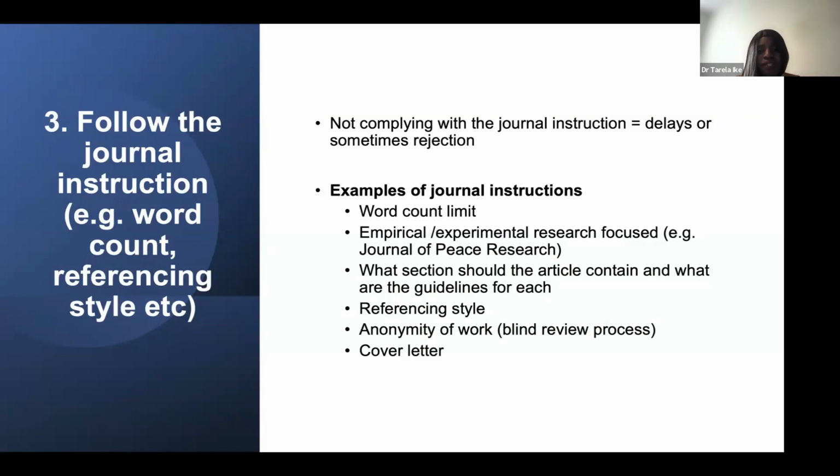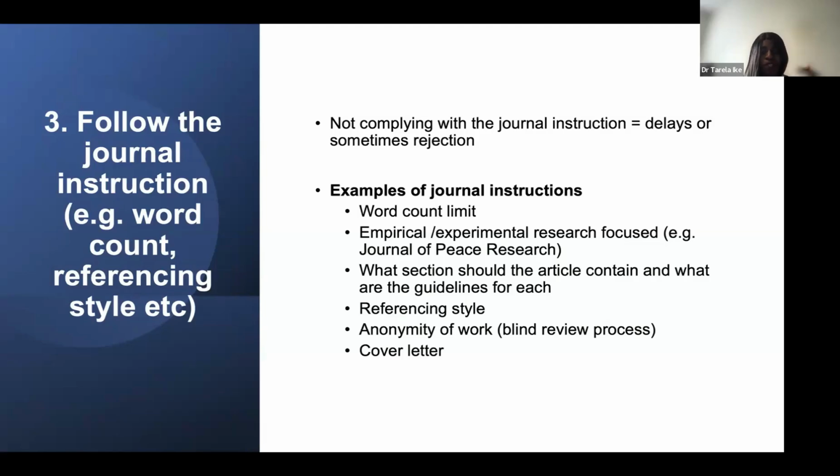And then again, you might want to think about whether the work that you're doing is empirical or, for example, experimental research. If the work that you're doing is empirical, there are some journals that are quite strict on what they want. Some journals would say we only publish empirical work. We don't want theoretical work or things like that. So if your work is not empirical, there is no point submitting to a journal that outrightly tells you from the start that we are not looking for theoretical work.